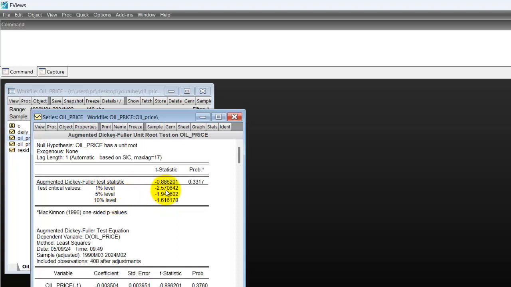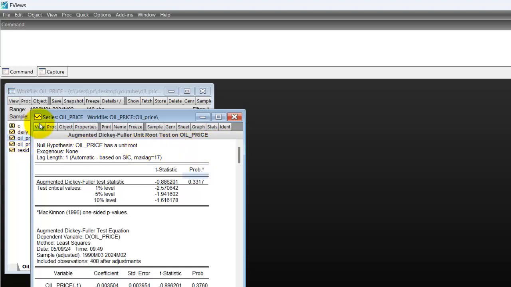First one, at 1%, the test statistic is less than 2.57, as 0.88 is less than 2.57. For 5%, 0.88 is less than 1.94, and at 10%, 0.88 is less than 1.61. And if you look at the probability too, you will notice that it is not significant even at 1%. So with this, you can conclude that oil price is not stationary at level.